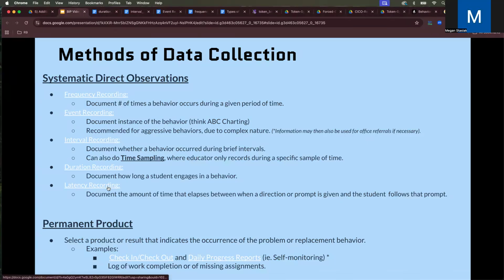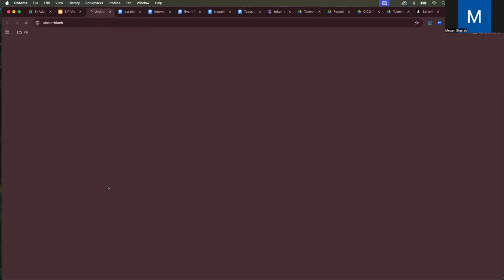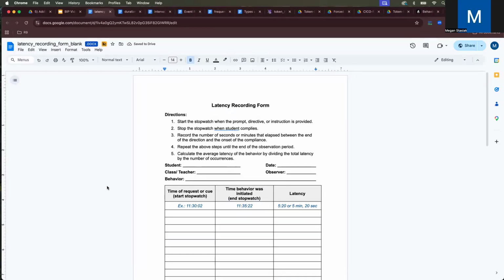Latency is the amount of time that elapses between a direction or a prompt being given and the student following the prompt. So maybe you have a stopwatch, which is what they used in this example. You give them a two-step directive, and it took them that long to actually start the first step.